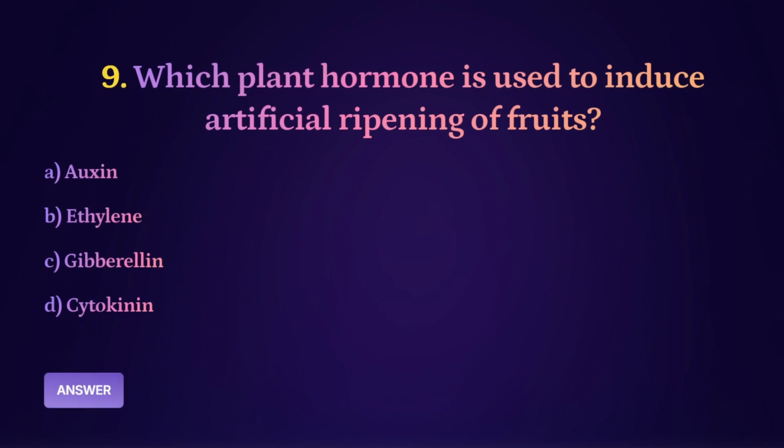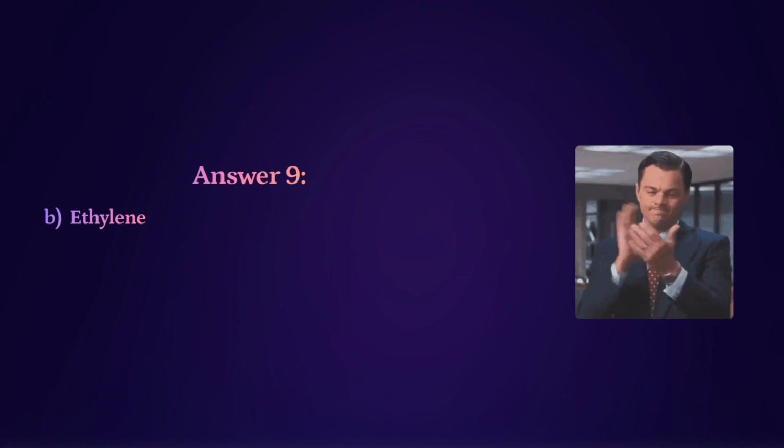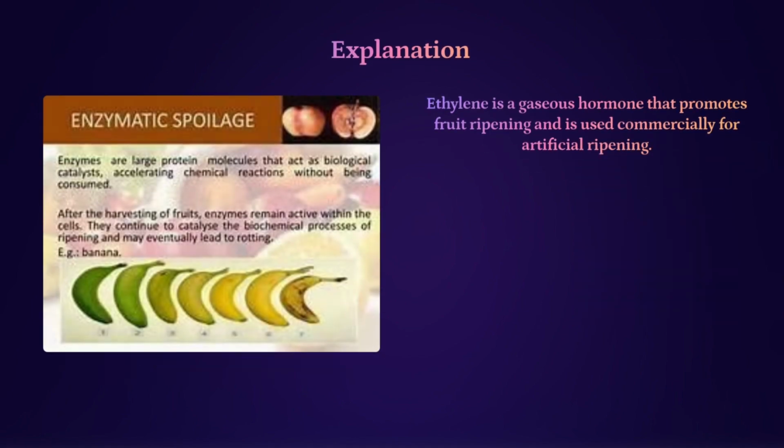Which plant hormone is used to induce artificial ripening of fruits? Again, a very important question. The hormones given are A. Auxin, B. Ethylene, C. Gibberellin or D. Cytokinin. And the correct answer is option B, that is ethylene. So what happens is that ethylene is a gaseous hormone that promotes fruit ripening and is used commercially for artificial ripening also.